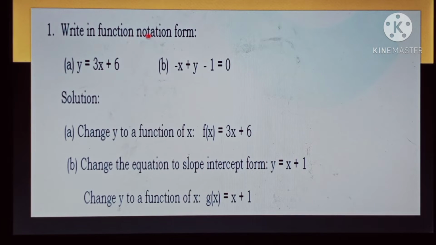Then, okay, write the function notation form. So, may dalawang example dito. So, the first example ay nasa slope intercept form lang. So, y is equal to 3x plus 6. So, isusulat daw to sa function notation. So, gagawin lang natin, itong y, we represent this as f of x. In this example, f of x. But you can use g of x. You can use also h of x, any letter. But don't use y to avoid confusion, sabi, di ba? So, f of x is equal to 3x plus 6. So, this is the function notation form of y is equal to 3x plus 6.